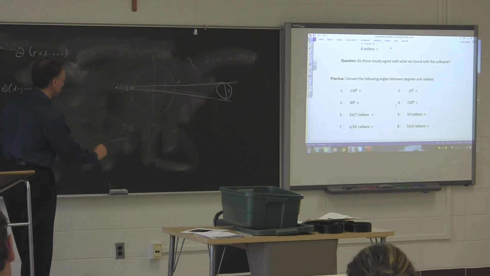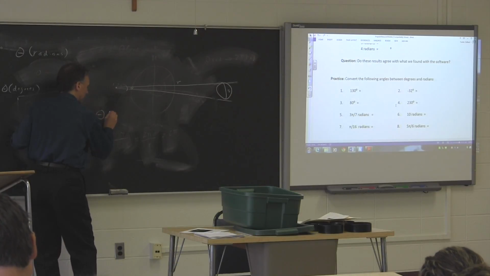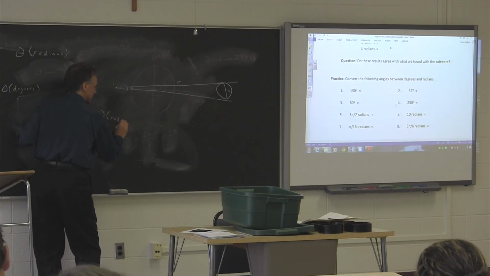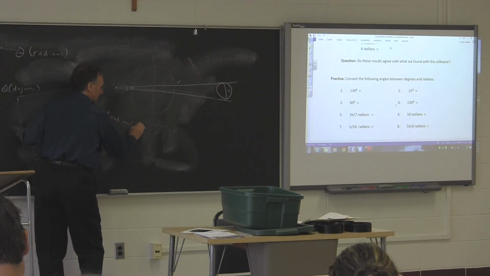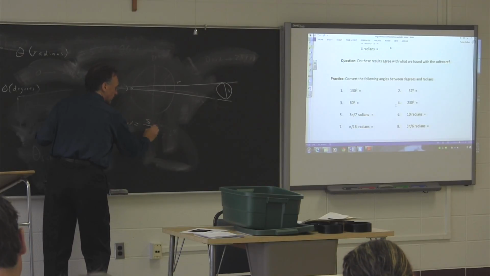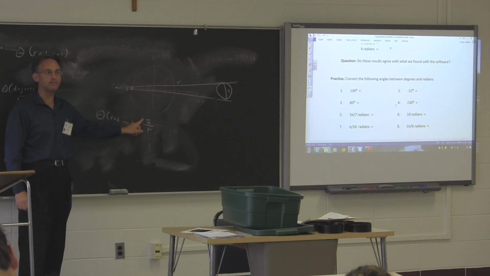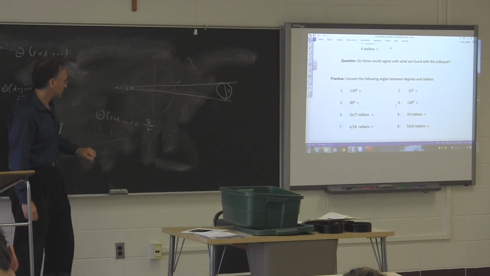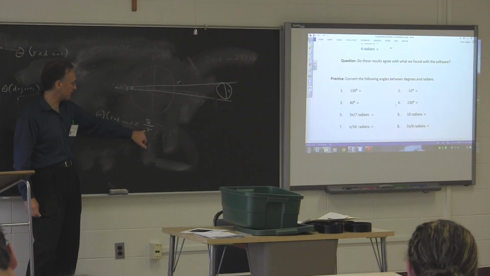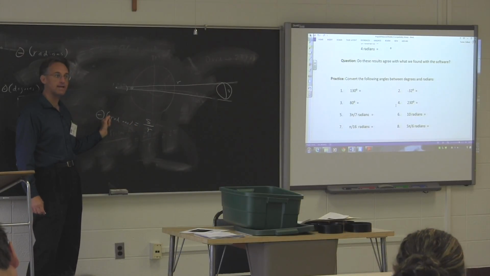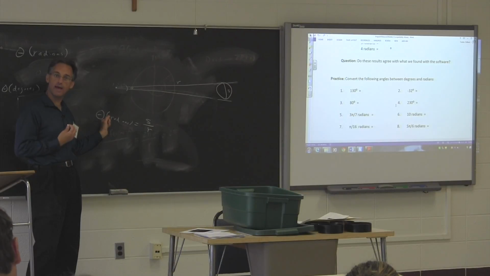We had the formula that theta in radians is equal to s over r, right? The arc length over the radius. We had already written that down. All you need to do is take the arc length and divide by the radius, and that gives you the angle in radians. You can also go the other way.